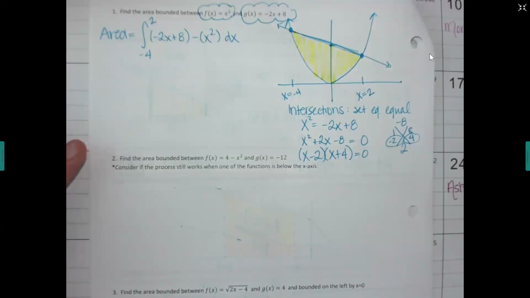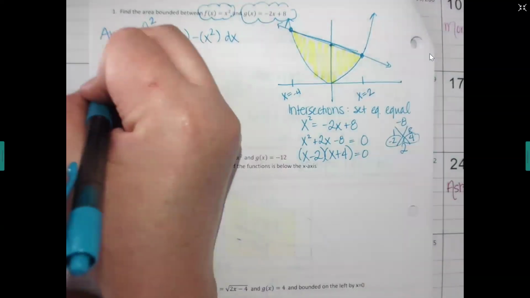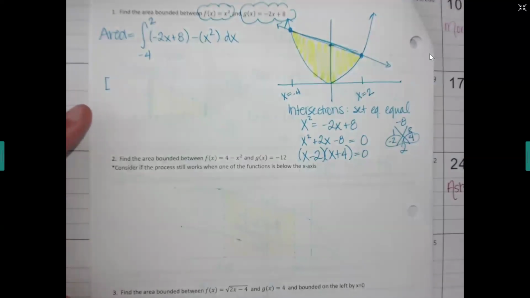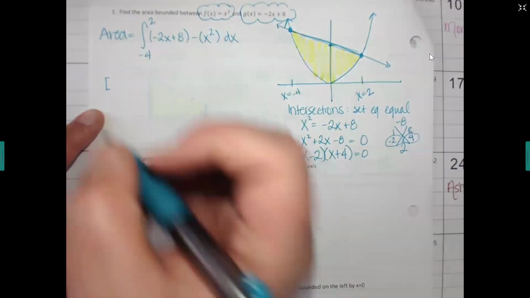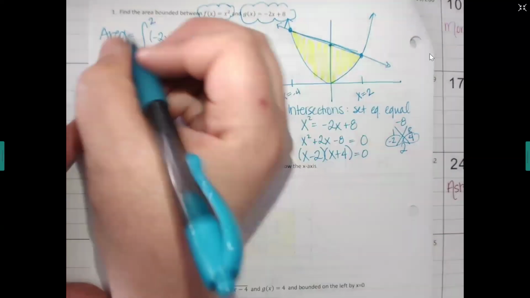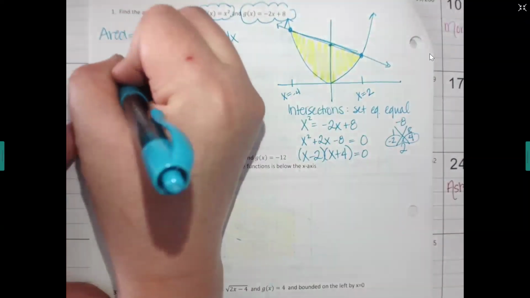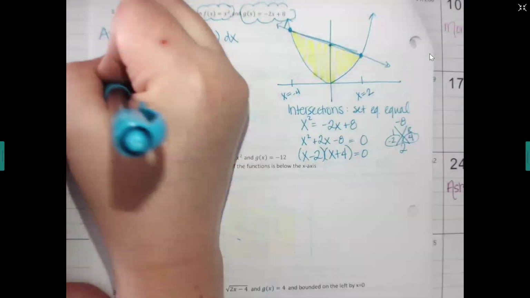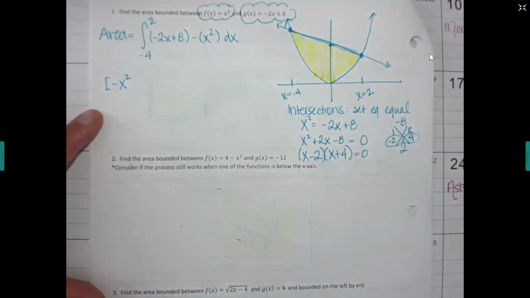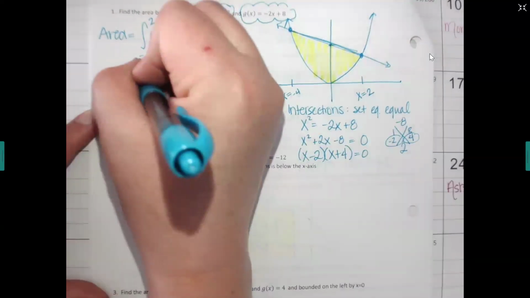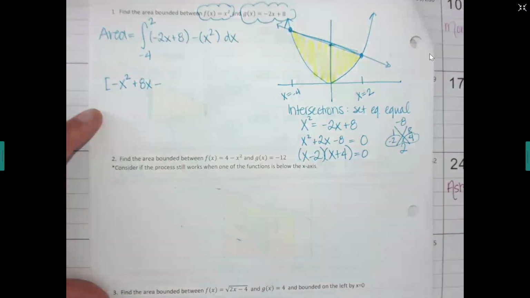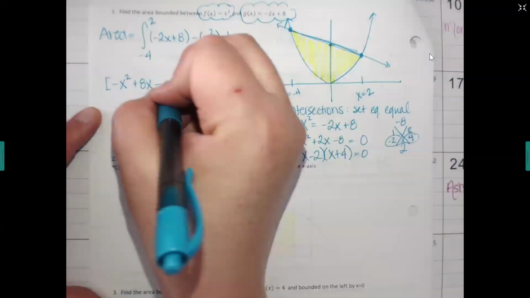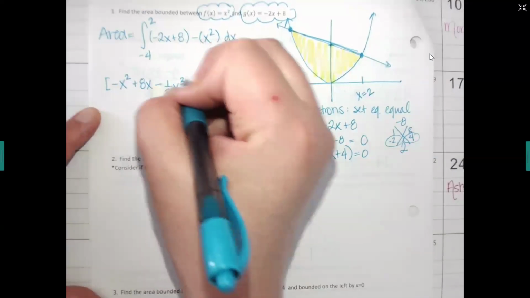Okay, let's take our antiderivative. I have a -2x plus 8. What's the antiderivative of the -2x part? So x will go to an x squared. Then I'll divide the 2 on the -2 in the front. It'll just be a minus x squared. 8, what's the antiderivative? 8x. And then for my x squared, it's really a minus x squared. It'll go to a third x cubed.